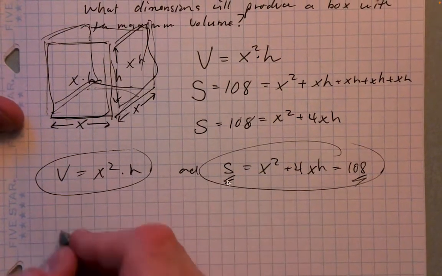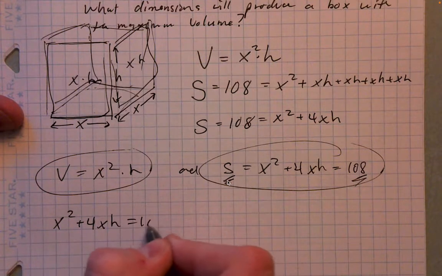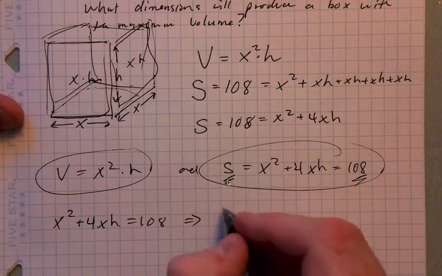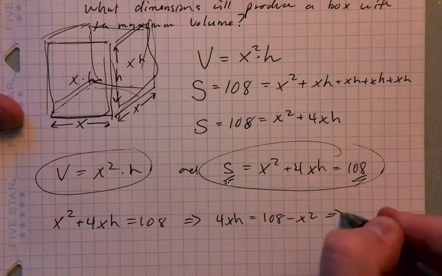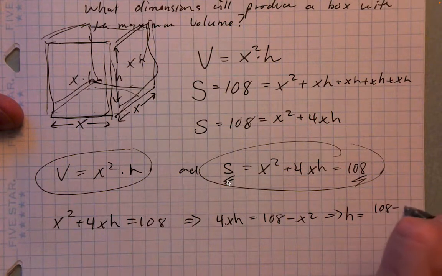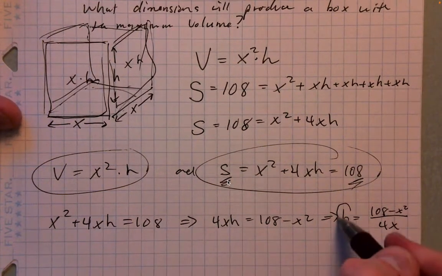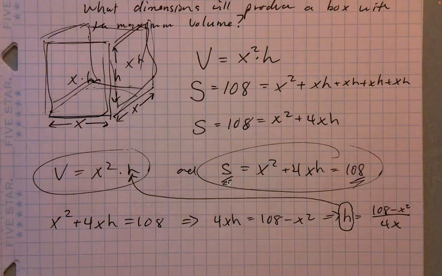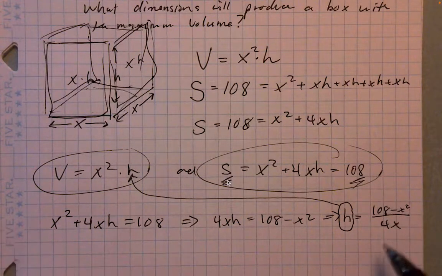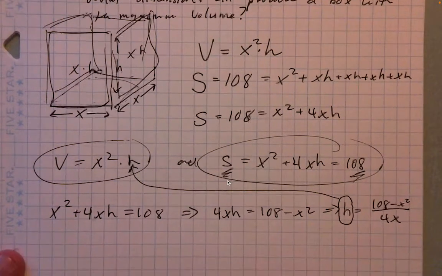Right, now the way to do it is to notice that x squared plus 4xh equals 108. Well, what that implies then is that 4xh equals 108 minus x squared, and h equals 108 minus x squared over 4x. And then this guy here can be plugged into this formula. Okay, and once we've done that, then the volume formula will contain the surface area constraint. It'll be a piece of the equation. Okay, so let's do that.